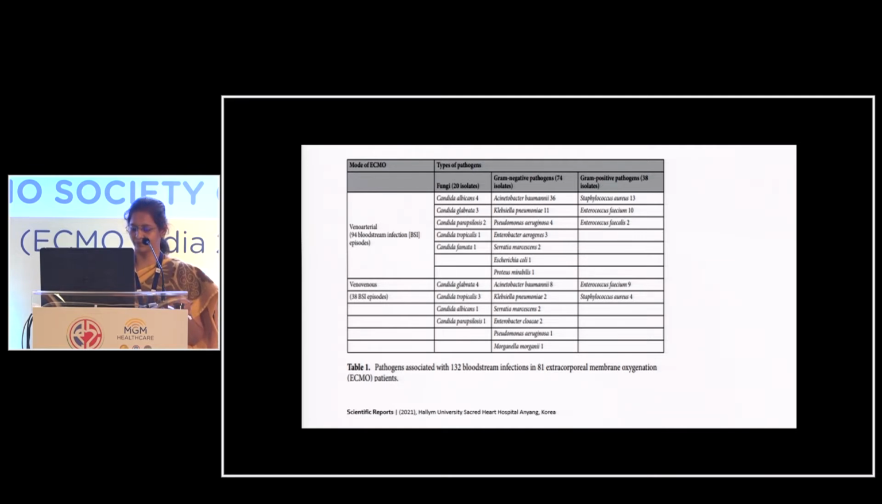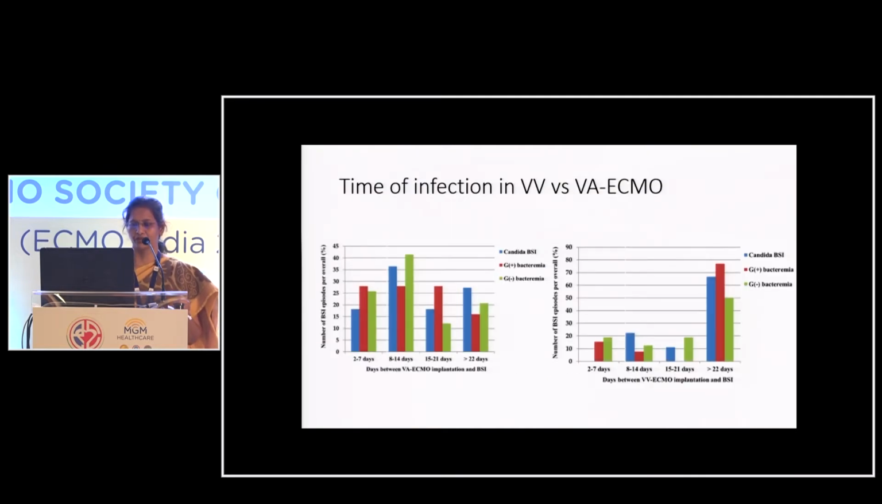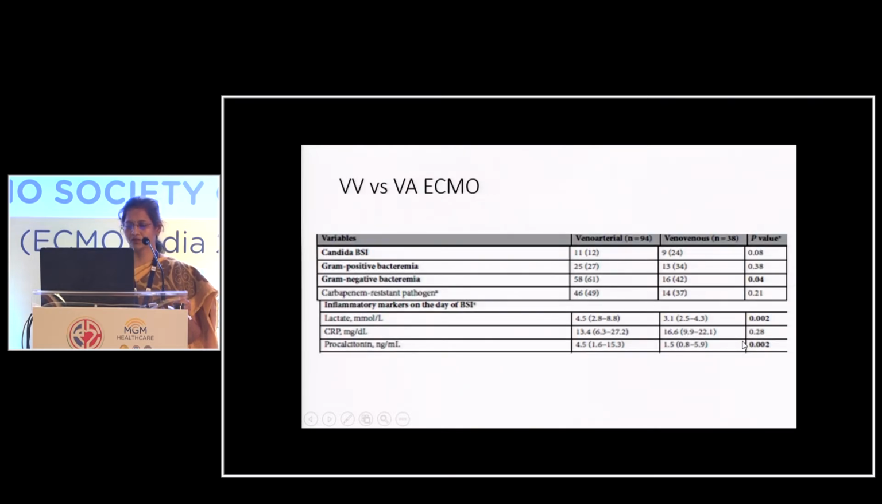So regarding time of infection in veno-venous versus veno-arterial ECMO, the incidence of infection in VA ECMO is more in the second week, whereas in VV ECMO it is in the third week. In another comparison, carbapenem-resistant pathogens we see more in VA ECMO compared to VV. And also the inflammatory markers are more significant in VA ECMO than VV ECMO.